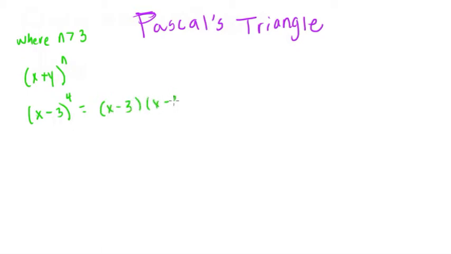Because it takes a lot of work to sit here and multiply all these out. It takes a lot of work to FOIL these, and then to FOIL that product times the FOIL of these. It takes a lot. So Pascal's triangle is a pattern that we can use that will help us to more quickly get to the answer. Let's go ahead and see how Pascal's triangle actually looks.